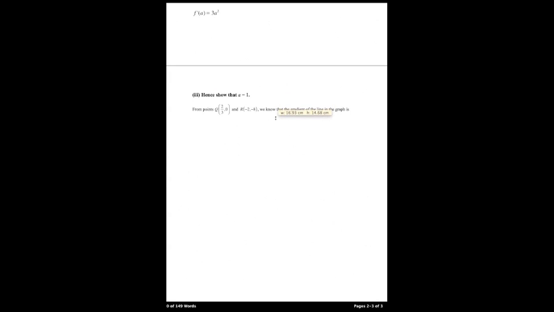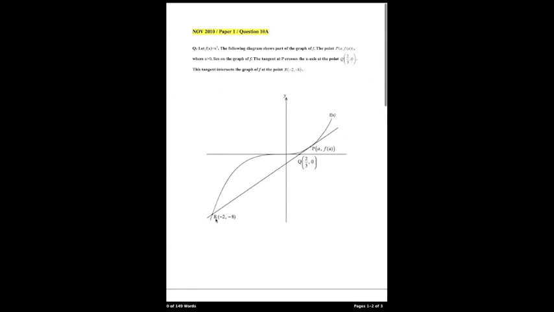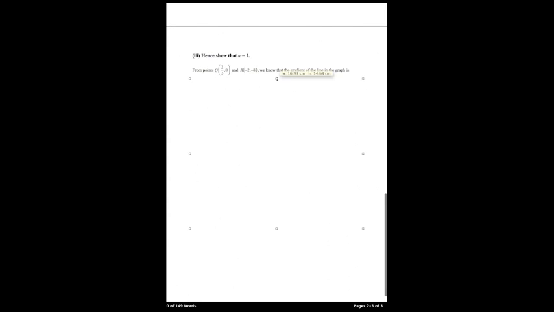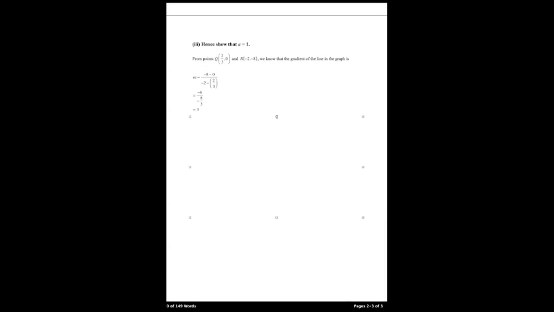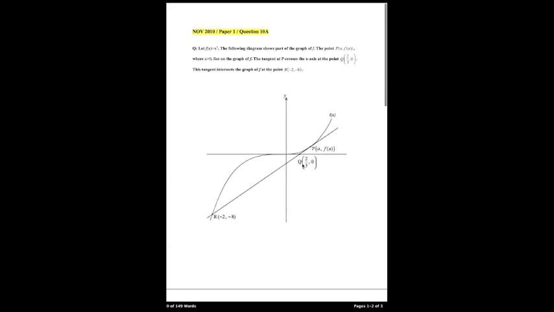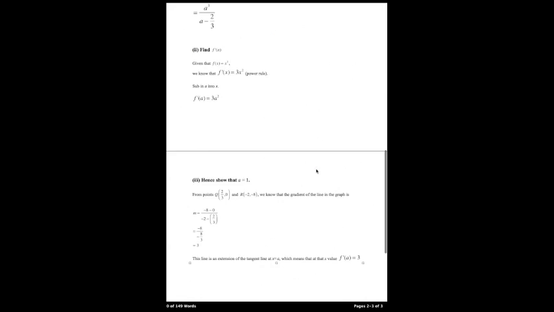The final part of the question, part 3, tells us to show that a equals 1. And we can do this by looking at points Q and R, which gives us the exact gradient of the tangent at x equals a. Using Q and R, you can find the gradient, and you can see that the gradient is 3. So we know that the gradient of PQ, which is equal to the gradient of QR because it's a straight line connected, is also equal to 3.